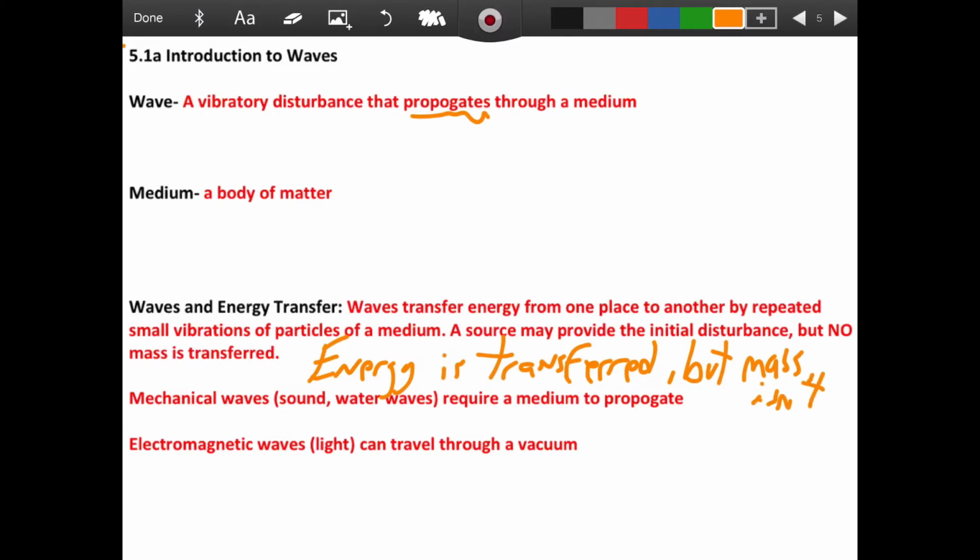Now, two main types of waves are mechanical waves, which are sound waves, which is what you're hearing right now. Water waves is another example. They require a medium to move or to propagate. And then electromagnetic waves, an example of this would be light waves, radio waves, ultraviolet, anything on the electromagnetic spectrum. They can travel through a vacuum. So we obviously can get light from the sun, so electromagnetic waves can travel through outer space, but for example, sound waves would not be able to.